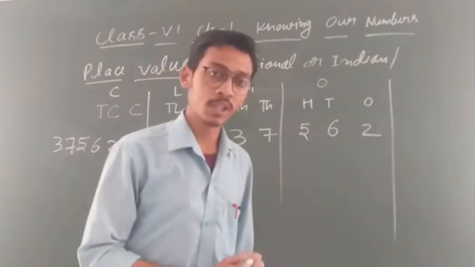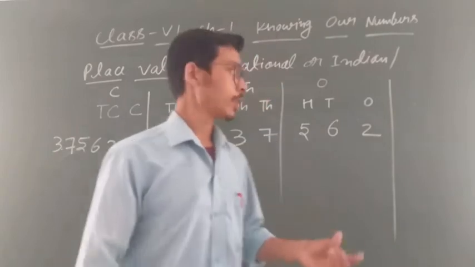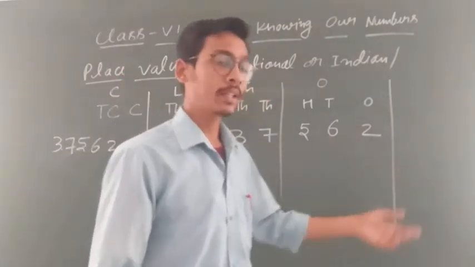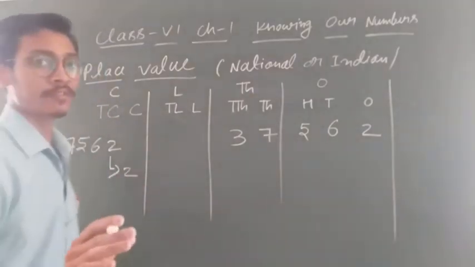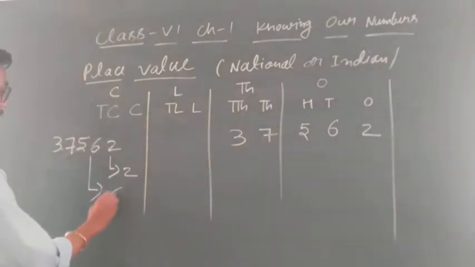If in this question I want to know what is the face value. Now look, the question has changed, students. The question is face value. You have to find out the face value. If I want to know the face value of 2, you will write down 2, because face value will never change. I give the example: face value of 6 is 6.